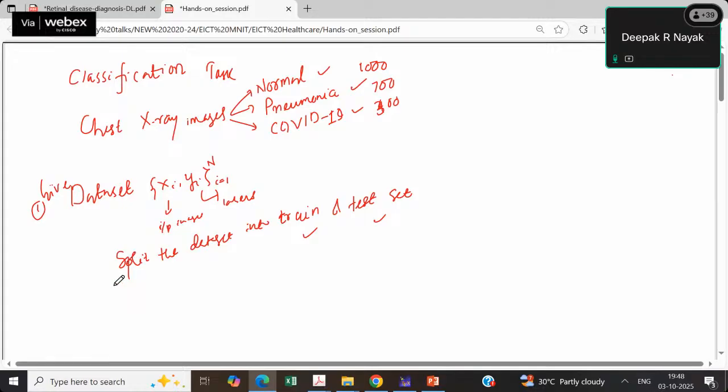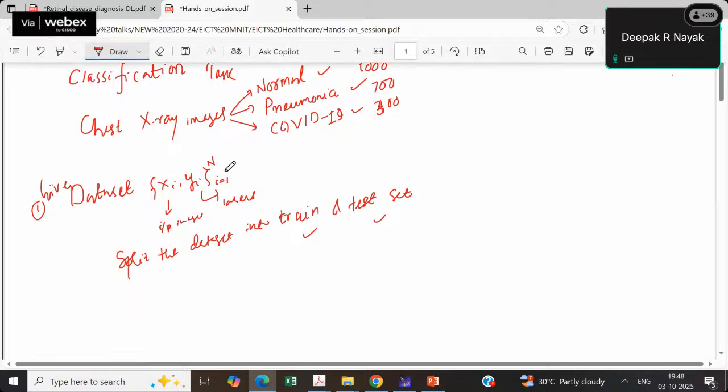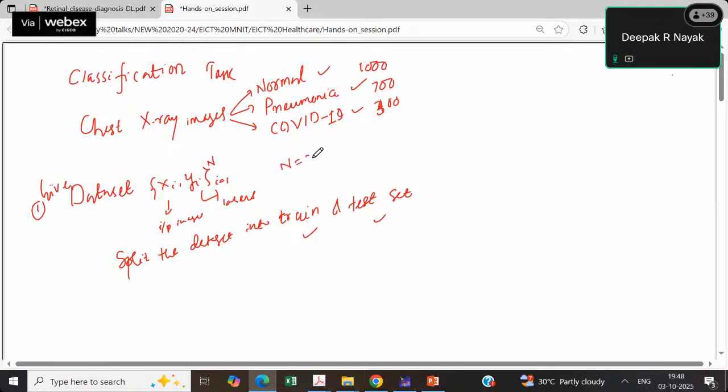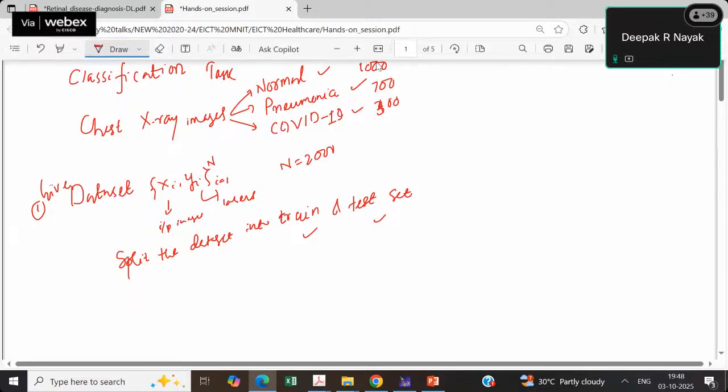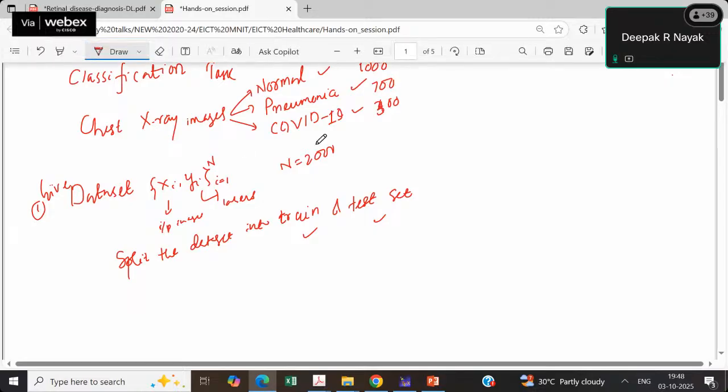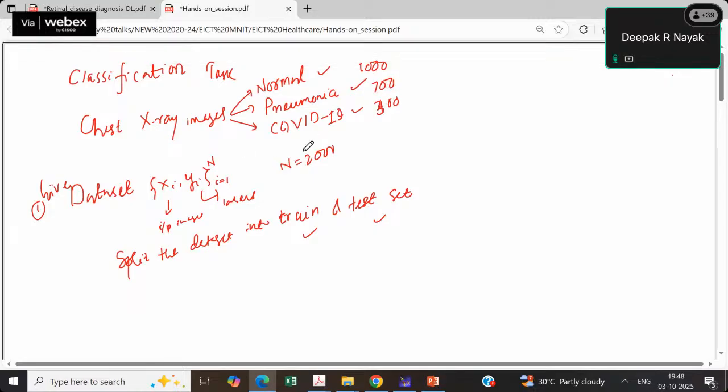So can you tell me how I can split this data set, which contains n equal to 2000? It is 1,000 plus 700 plus 300, which is nothing but 2000. Now can you tell me how to split this? How can I split this data set into train set and test set? Do you have any idea?